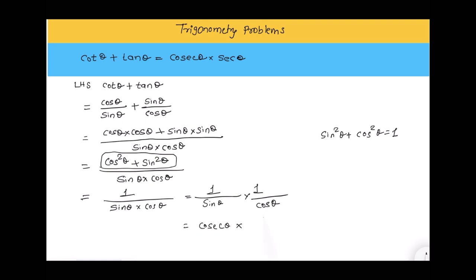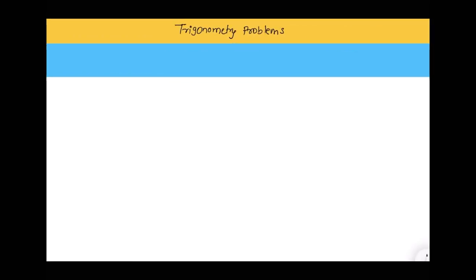What is 1 upon cos theta? That's right, sec theta. Hence, we have proven cot theta plus tan theta is equal to cosec theta into sec theta. Let's move on to the next. 1 upon sec theta minus tan theta is equal to sec theta plus tan theta.